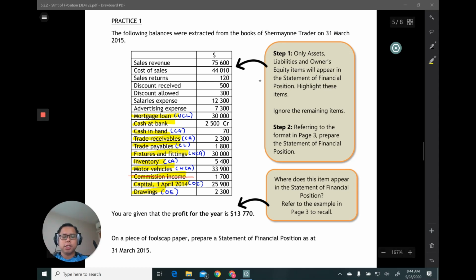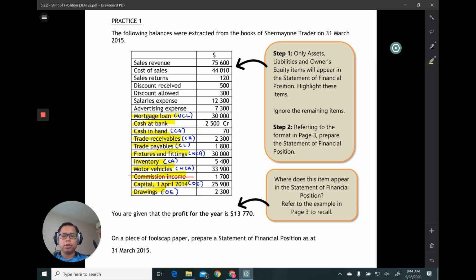I have intentionally left out cash at bank first because I wanted to explain to you. Now, cash at bank by default is a current asset. Okay, in case you're wondering what the acronym means, NCL is non-current liability, CA is current asset, CL is current liability, NCA is non-current asset, and OE is owner's equity. Okay, for cash at bank, it is actually a current asset by default.